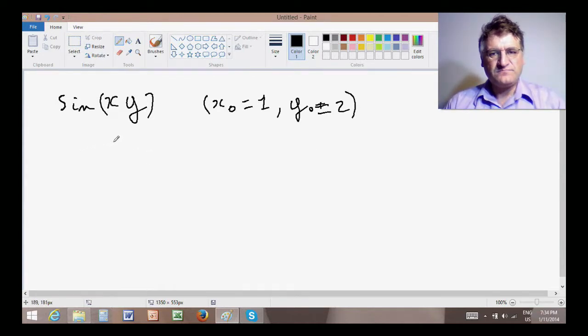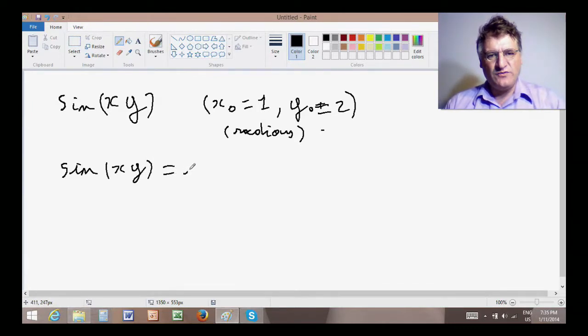Okay, where we use radians. Then we can write that sine of x times y will be equal to sine of x0 times y0 plus delta. Oh, hold on a second.